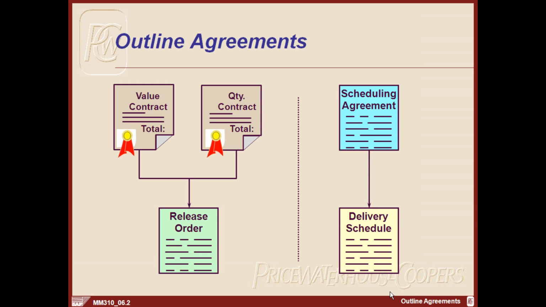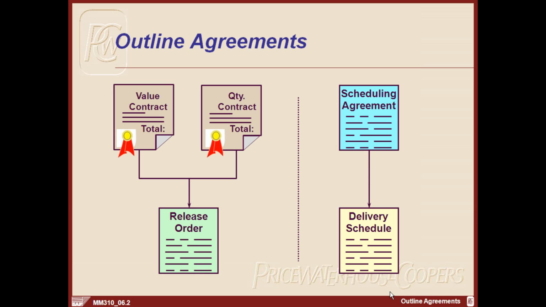Outline agreements are of two types. One is contract, the other one is scheduling agreement. So what do you mean by contract? A contract is again a type of outline agreement wherein you specify how much quantity is required for a certain material in a given period of time. You just say the total quantity required for a certain material in a given period of time. You don't specify when you require how much quantity.